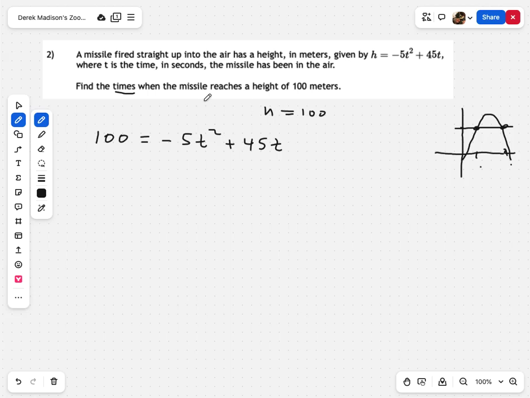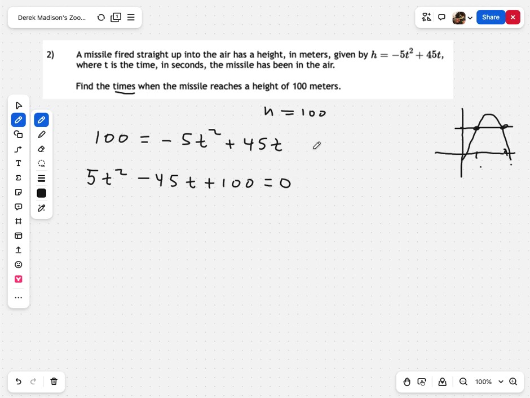And from there, I can either bring the 100 over this side, or I can bring these over to that side. I don't love the negative, so since this is a 3-term, I'm just going to bring it over to this side, make everything positive, and it'll be a little bit easier. So adding the 5t squared over would give me 5t squared, I would subtract the 45, and then it would be plus that 100 equals 0.